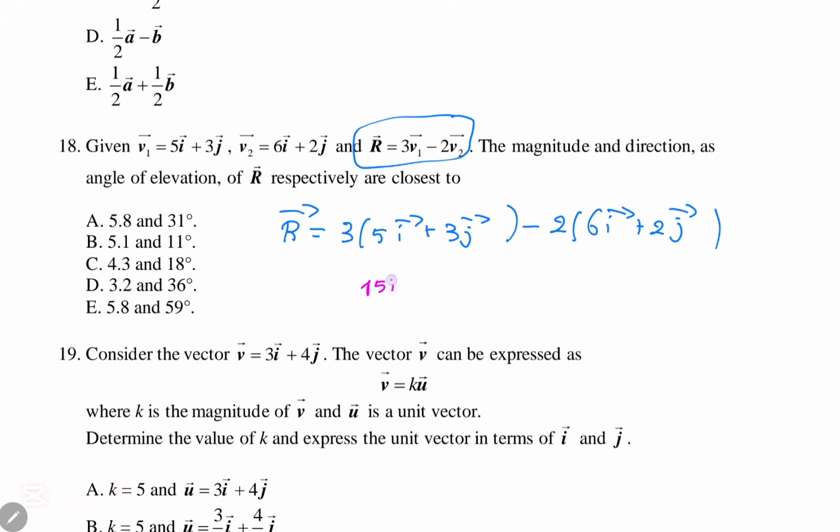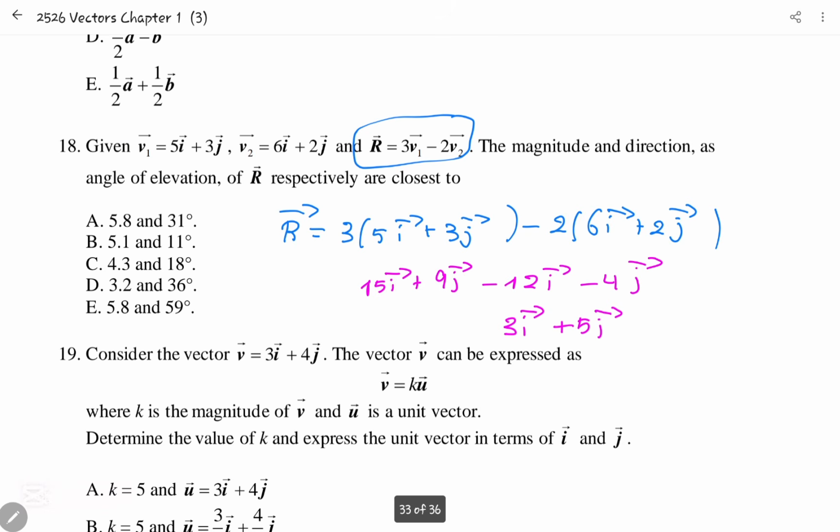That's going to be 15i plus 9j minus 12i minus 4j, okay? So 15 minus 12, that's going to be 3i. 9 minus 4, what is 9 minus 4? That's going to be 5j, okay? So now we can find the magnitude. It's going to be radical 3 squared plus 5 squared, okay? So I got the closest answer to be 5.8.